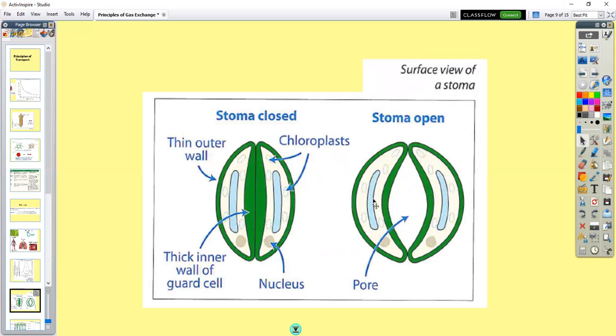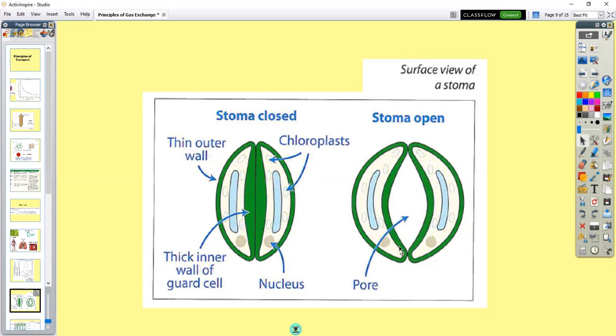When water moves in, the vacuole fills up with water, and that causes the stomata to open. When the water moves out of the guard cells, the cells become more flaccid. These will be turgid over here, more flaccid here, so it causes the stomata to close. Stomata can close during the day if it's a very, very hot day and the plant is losing a lot of water through transpiration. It may cause the water to move out of the vacuole, causing these stomata to close.